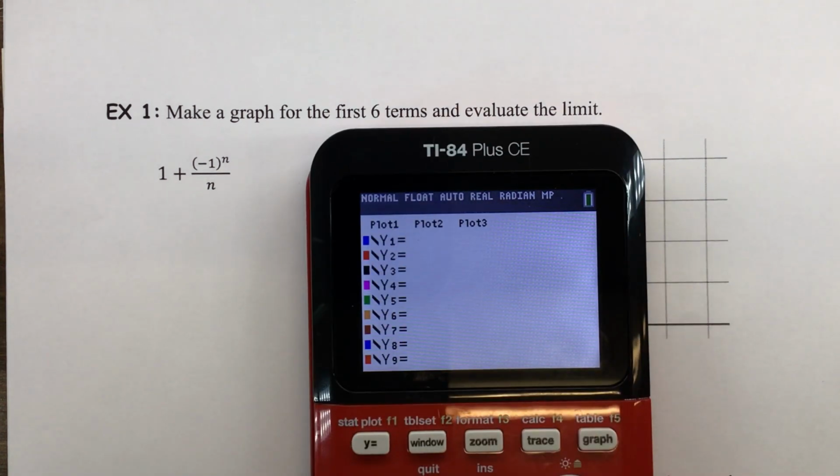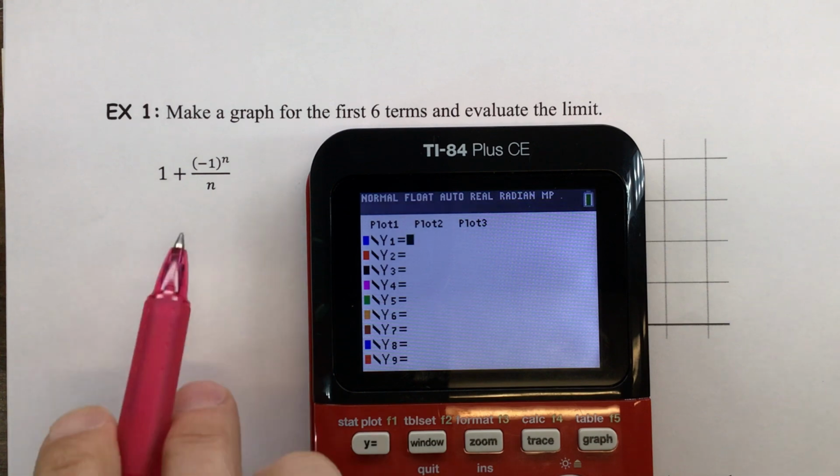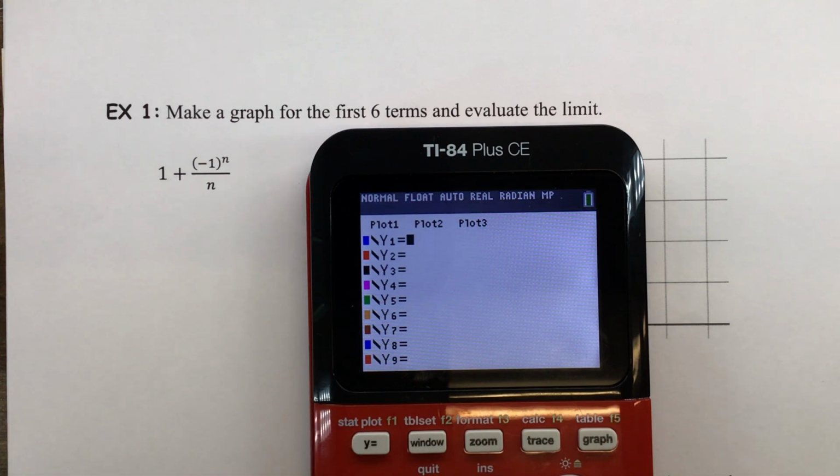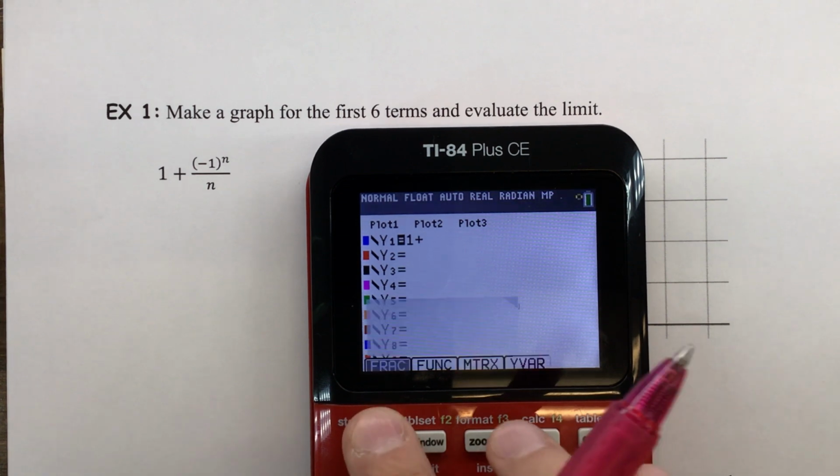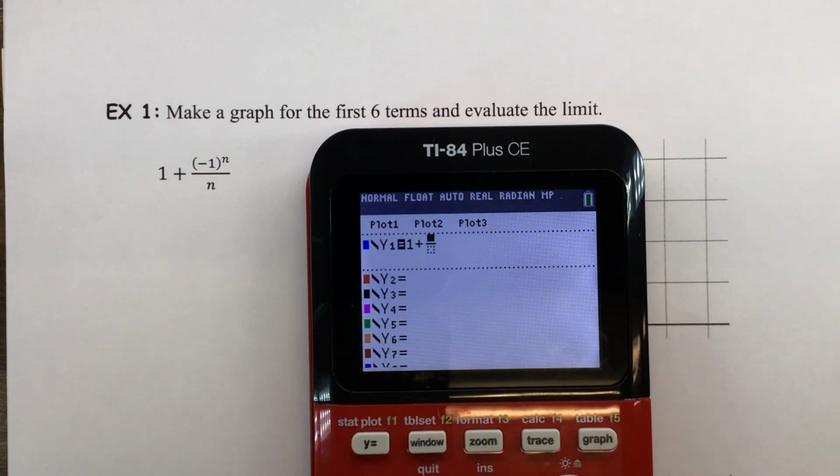All right, so here's how I'm going to do it. In my function setting, I'm going to type this in, but instead of n's, I'm going to be using x's. Okay, so I got 1 plus, we'll go ahead and set up a fraction. We got -1 raised to the x power divided by x. Okay, and of course, if I hit graph, I get a picture of it, but that's not really what I'm looking for because I just want values at those select integer numbers 1, 2, 3, 4, 5, and 6. Okay, so I'm going to get those values from the table instead.